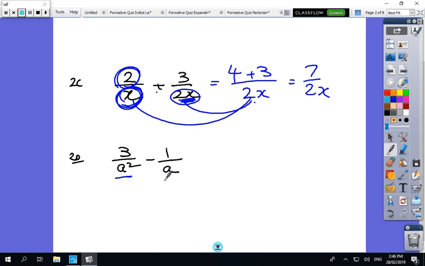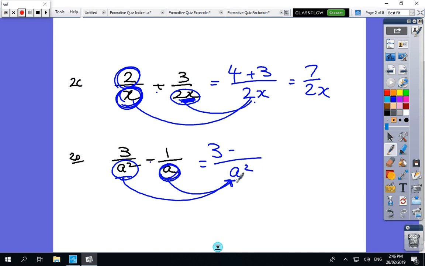Okay, a squared and a, the lowest common denominator is a squared, because a squared goes into a squared and a goes into a squared. Okay, so a squared doesn't change, so leave the first number, minus sign. How do you change a into a squared? Well, you just multiply by a. So we've got that, and so the answer is 3 minus a over a squared.